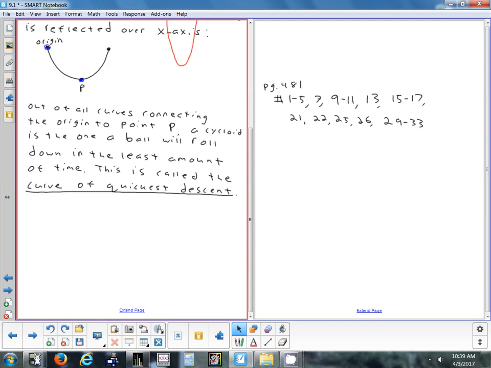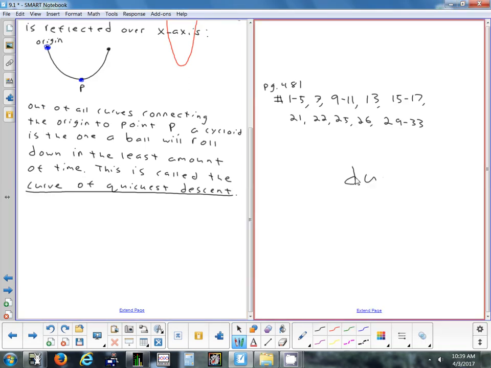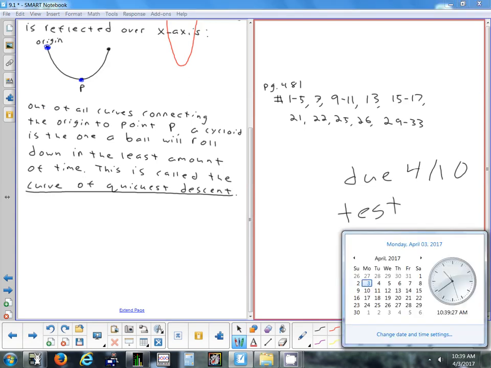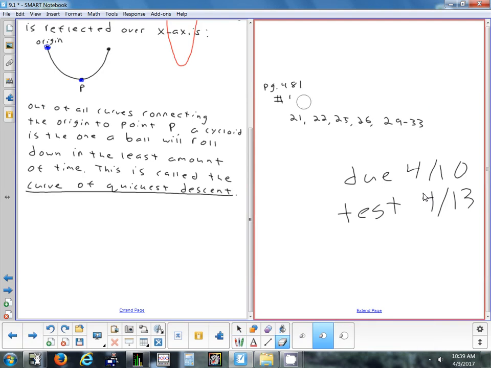Okay, so the homework, it's on 481. Okay, that's due a week from today on the 10th. And our test is on the Thursday, because that's the 13th. Okay, so on page 481, 1 to 5. Actually, I guess you could just say 1 through 17 odd. That might be a little easier way. And I'll put that on there.